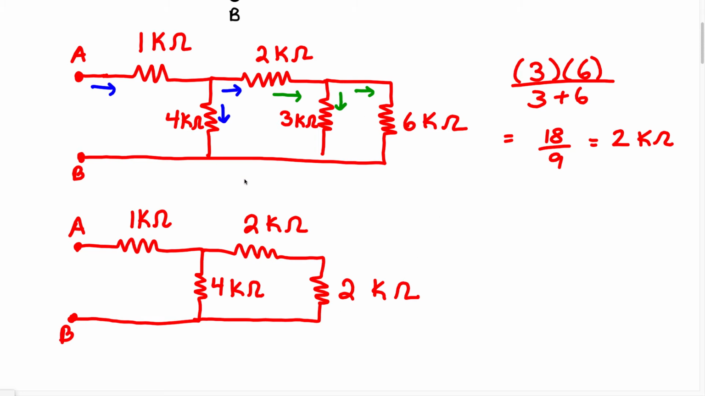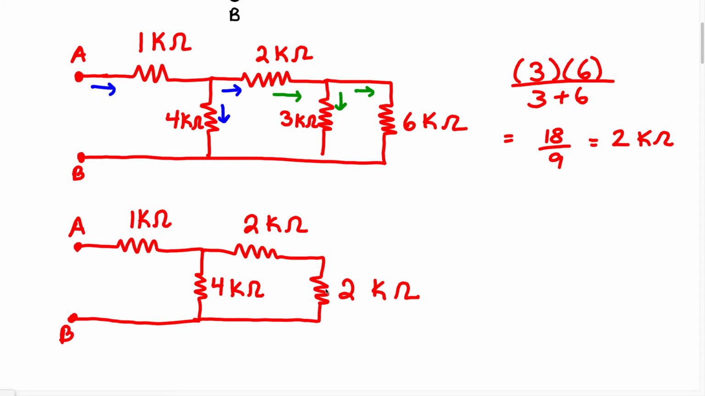So we just redrew the diagram and we simplified these two resistors that were in parallel that gave us 2 kilo ohms. That's where we got this 2 kilo ohm resistor from. Okay, now when we look at this, we have this 2 kilo ohm resistor and this 2 kilo ohm resistor. Well, ask yourself, are these resistors in series or parallel?